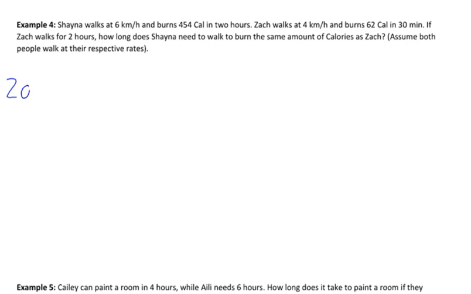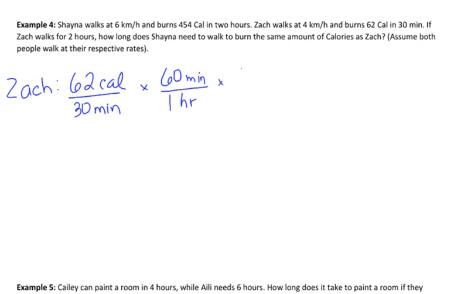So for Zach, 62 calories in 30 minutes. Well, there's 60 minutes in 1 hour, and he's walking for 2 hours. So hours cancel, minutes cancel. So our answer will be in calories. 62 times 60 times 2 divided by 30 is 248 calories. So now we need to figure out how long does Shayna need to walk in order to burn that many calories.